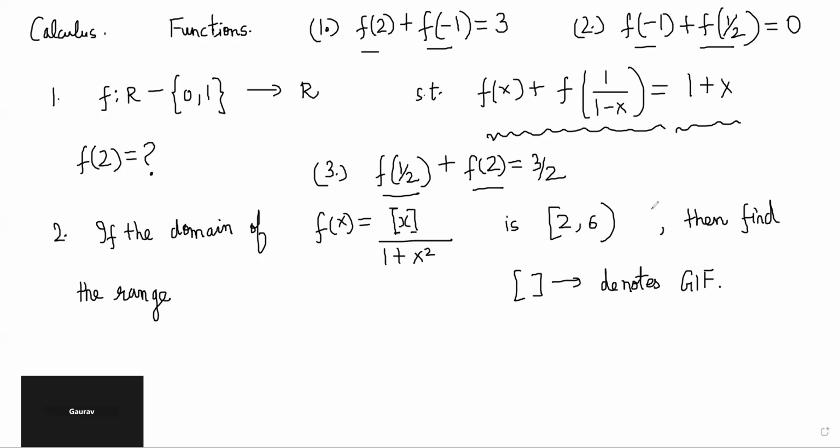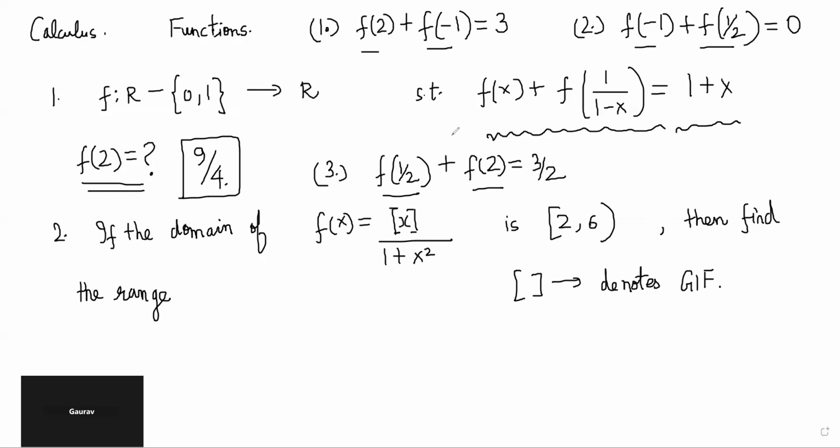Do you understand how I've gotten these three equations? Yes, sir. Find out f of 2. 9 by 4. That is the answer. Obviously, this tells us that you have to look at what the question is asking.